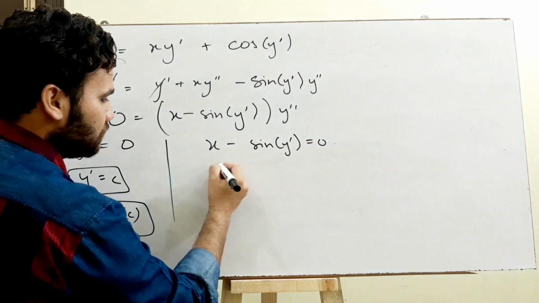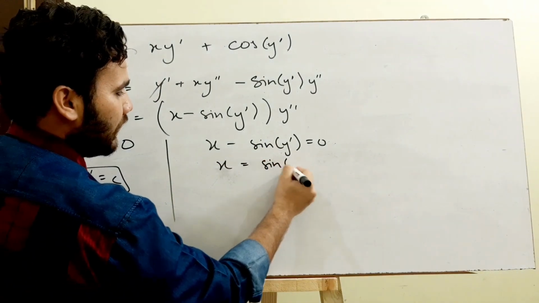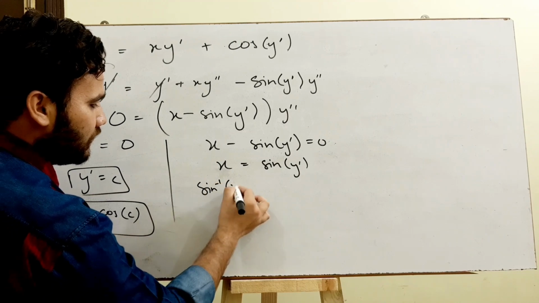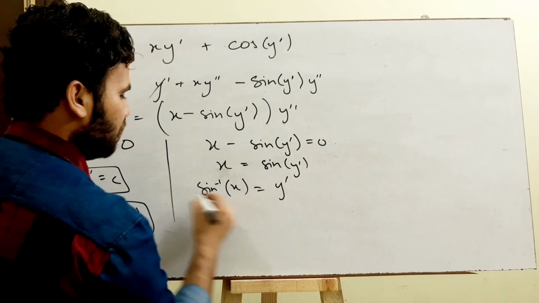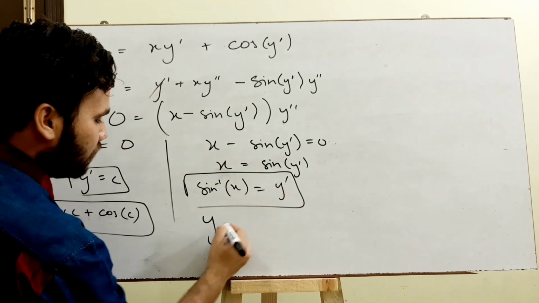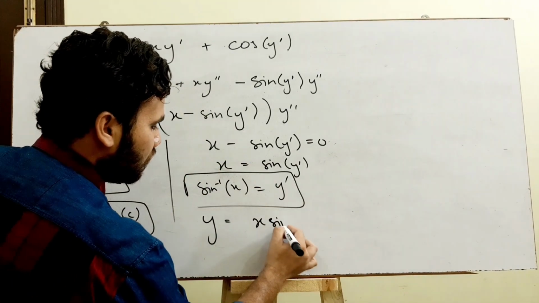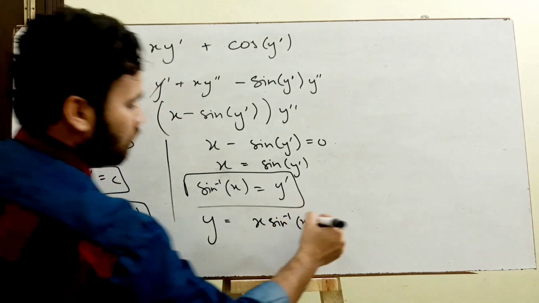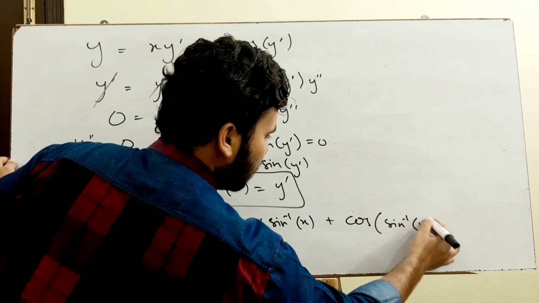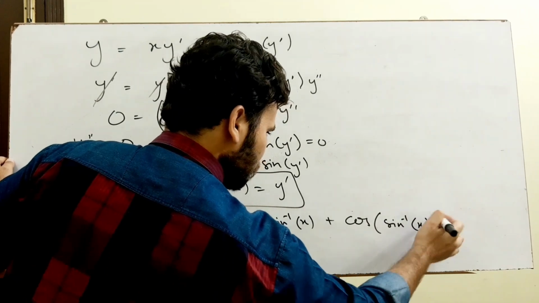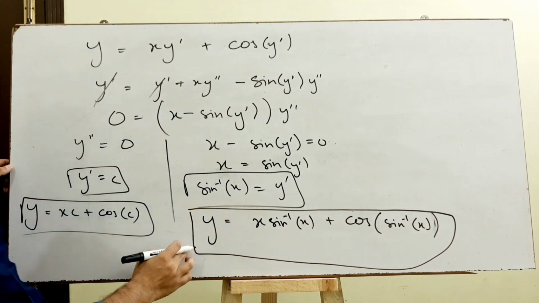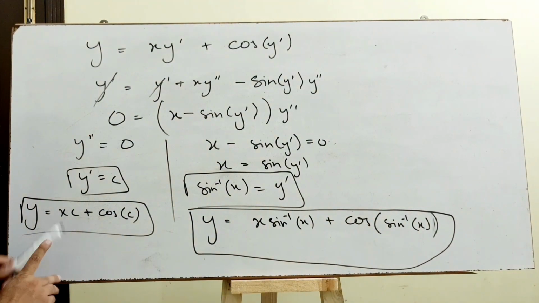And here, x equals sine y prime. Applying sine inverse on both sides, sine inverse of x equals y prime. Here we get y prime equals sine inverse of x. Substituting, y equals x sine inverse of x plus cosine of sine inverse of x. This is the singular solution, and this is its family of solutions.